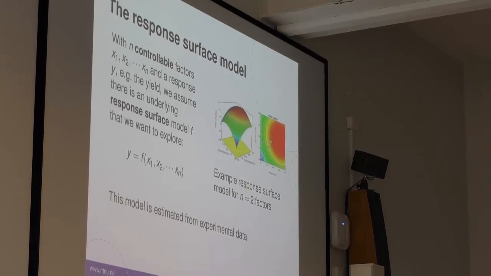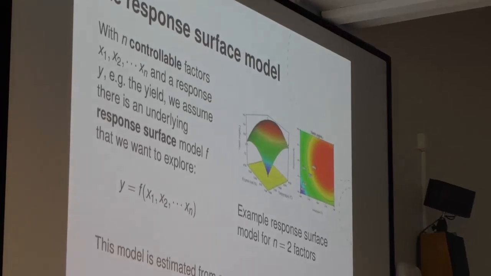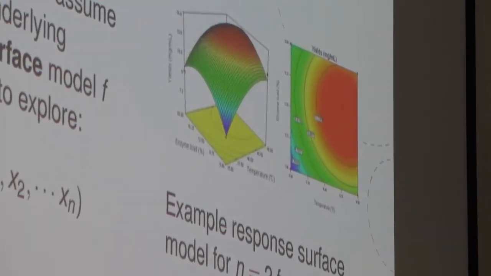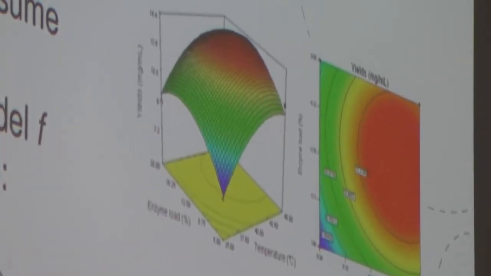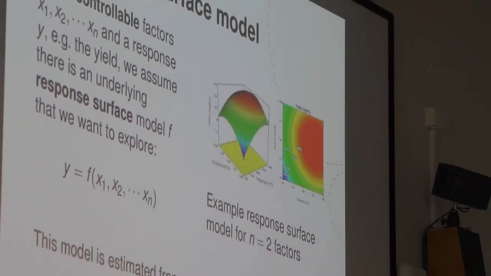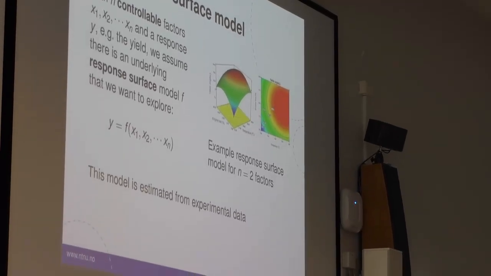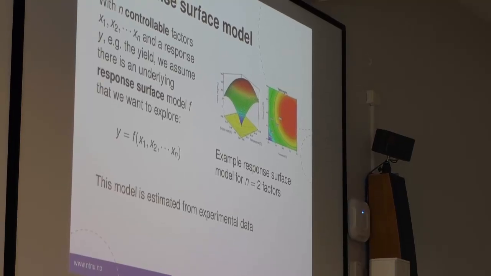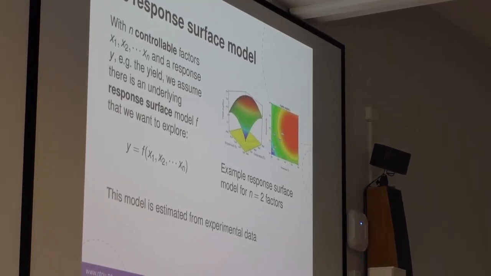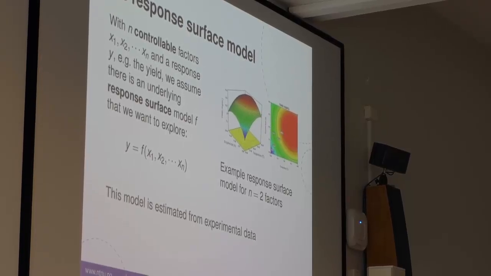So one way to think about this problem is to turn it into a problem of mathematics. So we're trying to explore a function. We can call this the response surface model or function. So we have n controllable factors, x1, x2, and so on. And given a certain setting of each of these factors, we will get a response. We can assume, for simplicity, the yield of the reaction. So that means we have a function that we can assume exists, which is y equal to f, a function of these controllable factors. And on the right here, we can see a very simple example involving just two controllable factors. So that gives us a three-dimensional plot where you have a surface, and you see the temperature and the enzyme load. I just found this image on the internet to give an example of what such simple response surface models could look like.